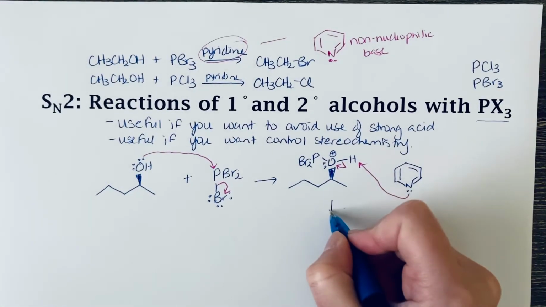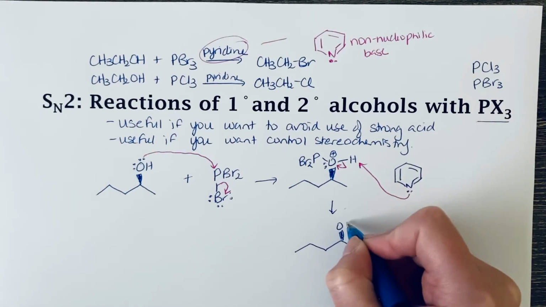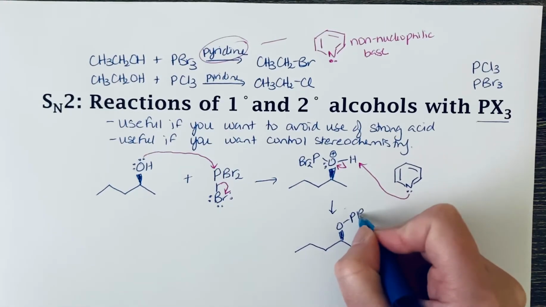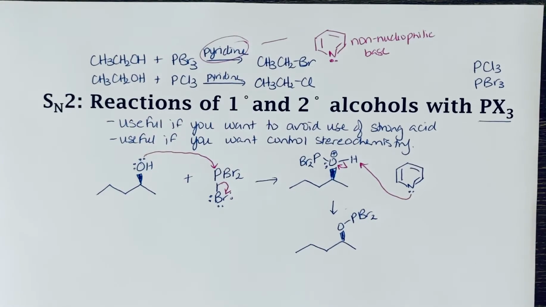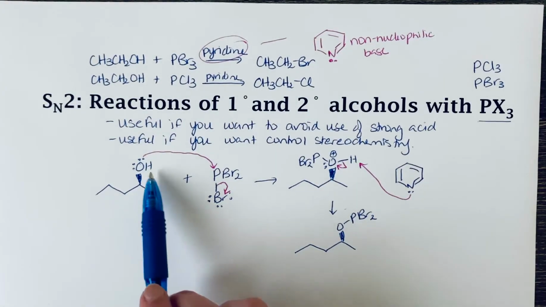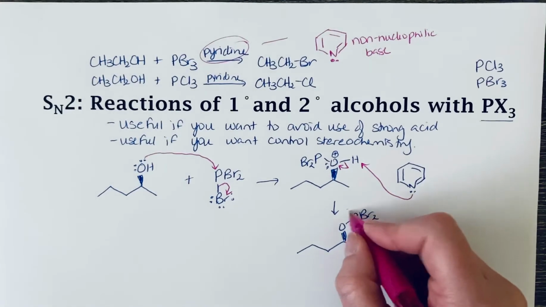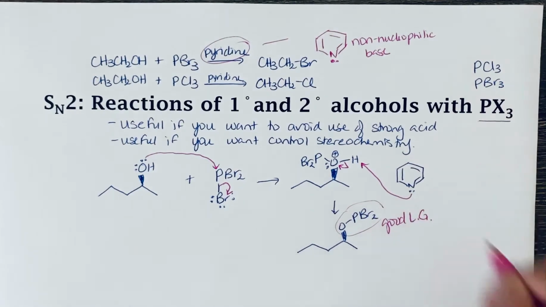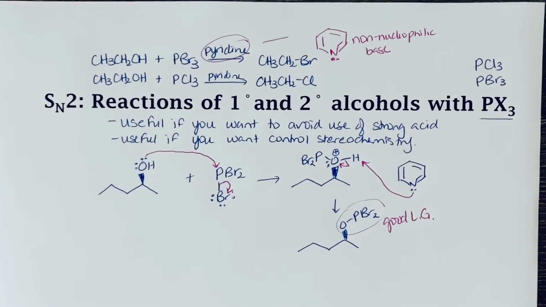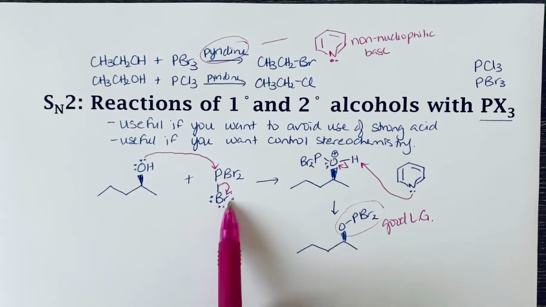And so what we have now, our oxygen is neutral. It's got a bond to phosphorus, and that phosphorus has bonds to two bromines. And so what we've got here is a really good leaving group. So we've taken and we've transformed the alcohol into something that is a good leaving group. And so this good leaving group can now be displaced by the nucleophile that we generated in this first step.